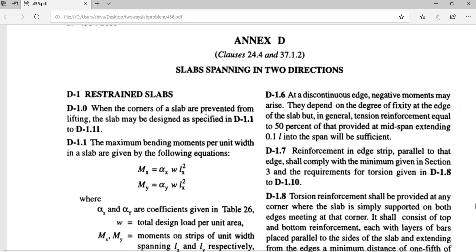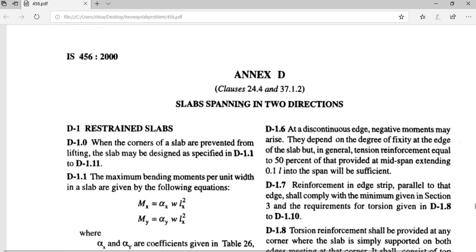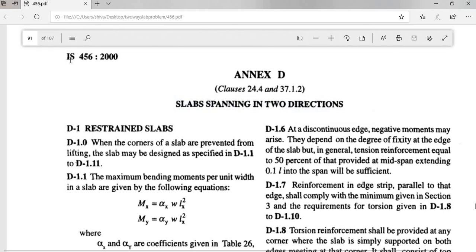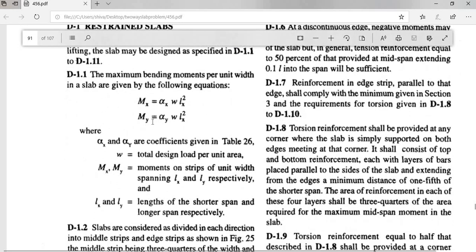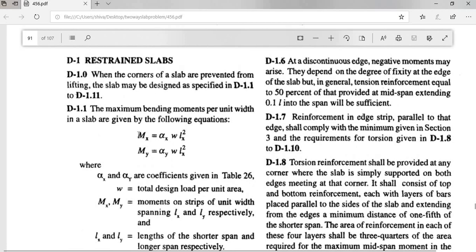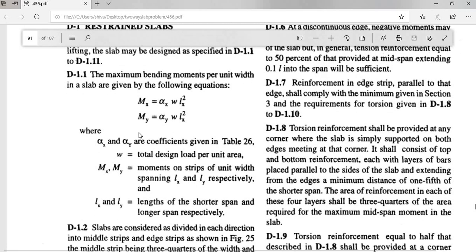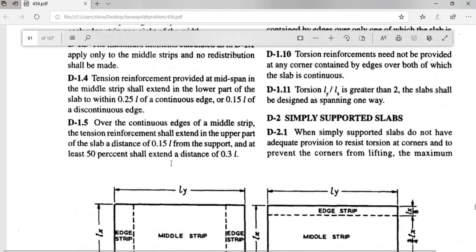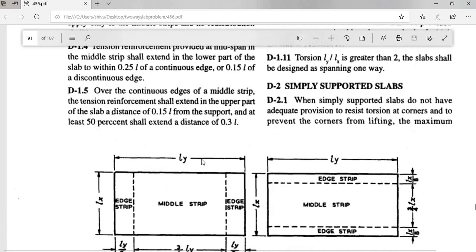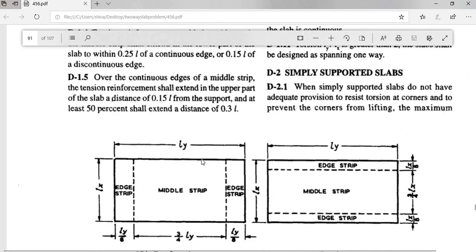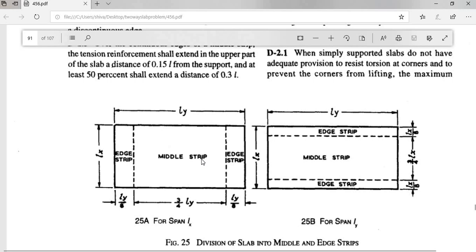Hello and welcome back. We are discussing slab spanning in two directions as per IS 456-2000. I hope you have seen my previous video wherein we had discussed a few fundamentals regarding design of two-way slab as per Table number 26. Let's revise this very quickly so that we can proceed to the problem.